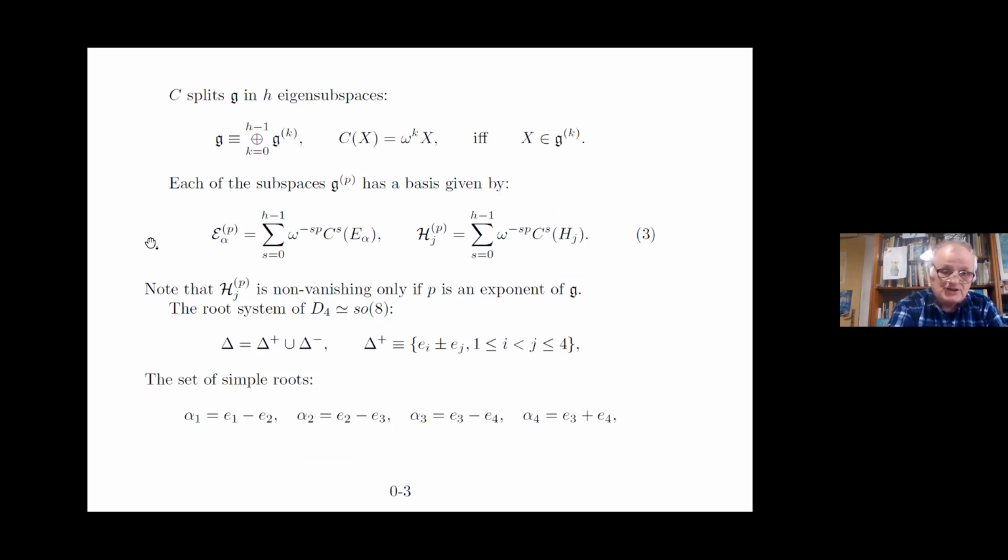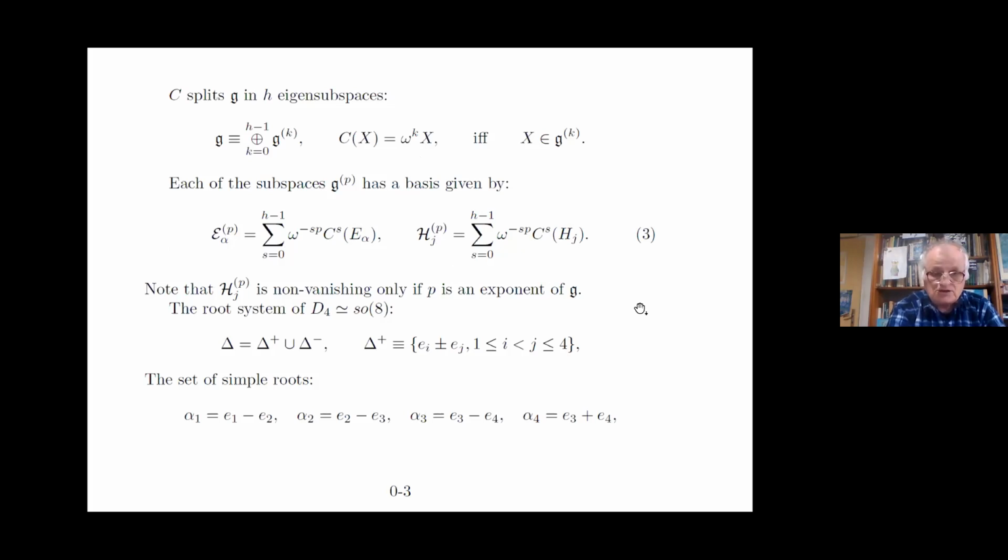So we can introduce bases in each of these subspaces by taking the average over the action of the Coxeter automorphism, as it is shown in equation 3. And an important fact that we have to know is that HP is different from 0 if and only if P is an exponent of G.